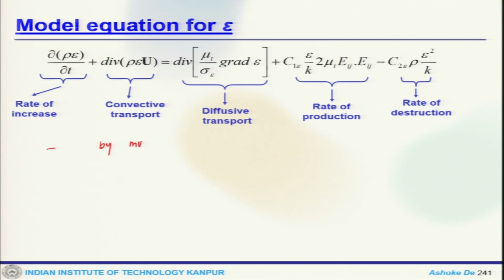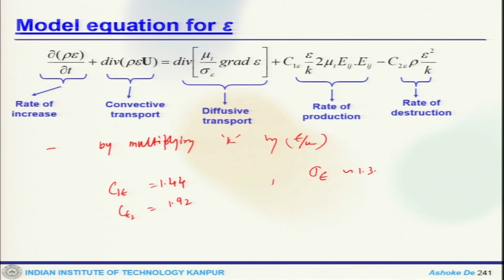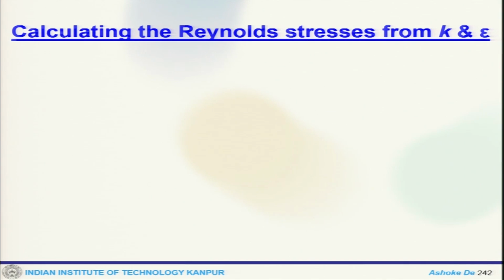This is how we derive it, by multiplying the K equation by epsilon by K. So, this is a very commonly used epsilon equation, where the coefficient C epsilon 1 is 1.44, C epsilon 2 is 1.92 and sigma epsilon is typically 1.3, which is again the Prandtl number that connects the diffusivity to the eddy viscosity. Okay.